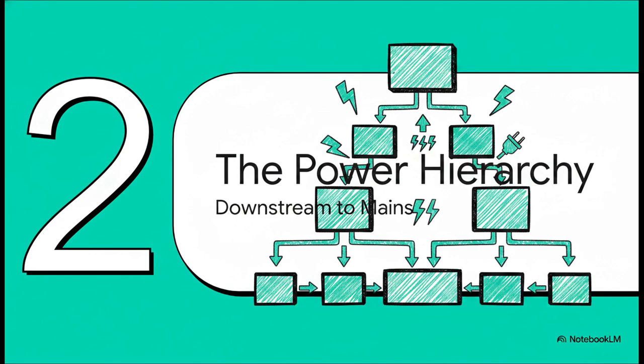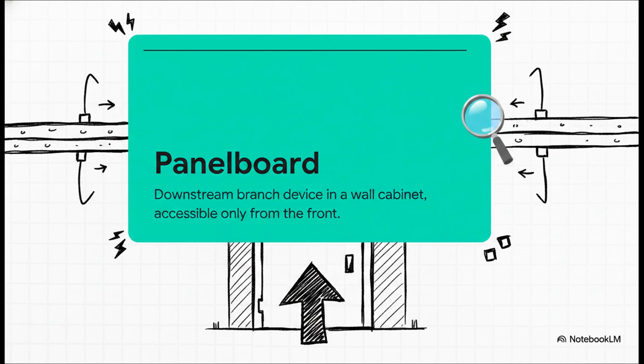Moving right along to Section 2, defining the power hierarchy. Let's start at the bottom and work our way up. Downstream, we have the panelboard. This is your compact front access-only equipment designed specifically for branch distribution. It lives inside a cabinet, mounts securely right against a wall or a partition, and structurally speaking, it is strictly accessible from the front. If you need to wire it, inspect it, or swap out a breaker, you are doing every bit of that from the front face.